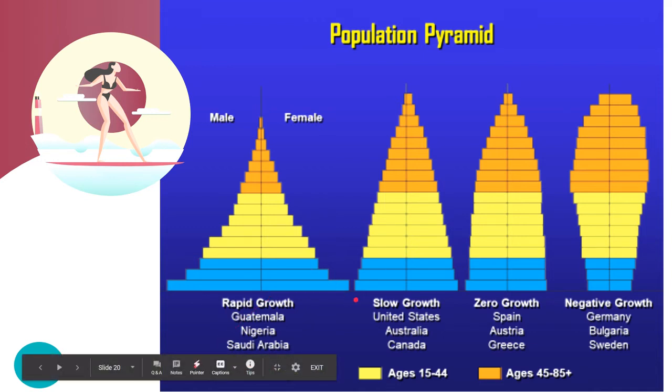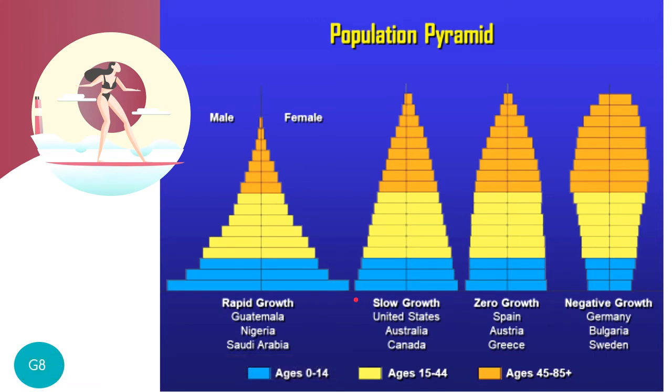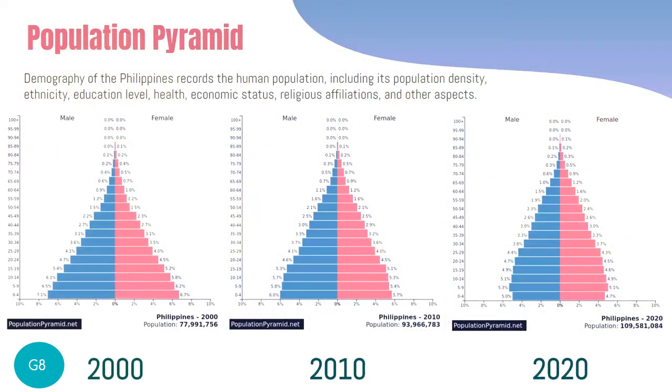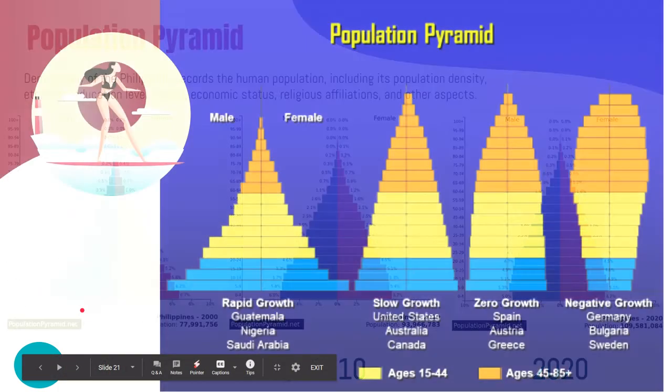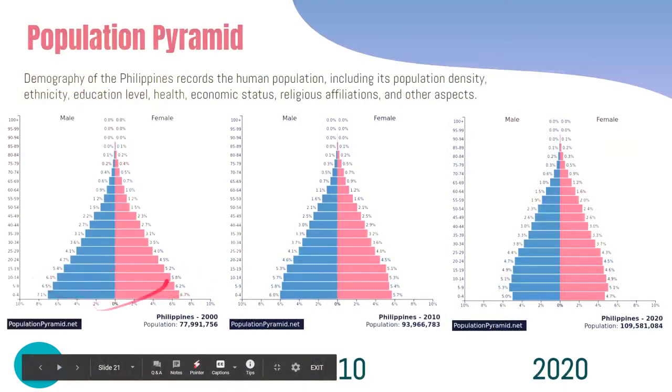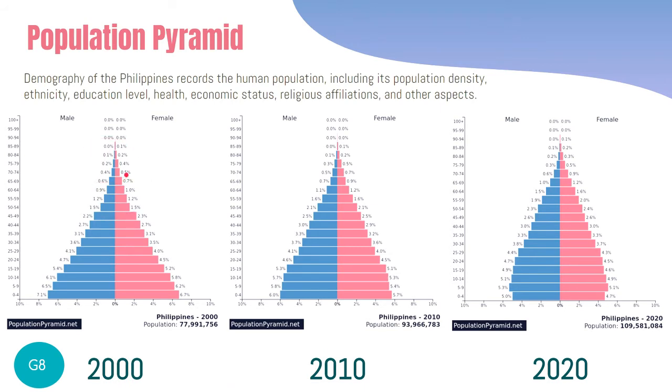So how about the Philippines? Where do you think we fall under? Are we rapid growth or slow growth, zero or negative growth? So this is the population pyramid of the Philippines for 20 years. So 2000, 2010, and 2020. So what do you notice? In 2010, we can be described as a country having rapid growth. Okay, we have more children, more population in the pre-reproductive stage, and then fewer here in the post-reproductive stage.